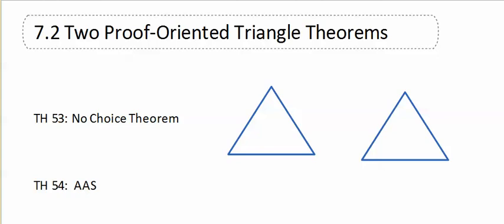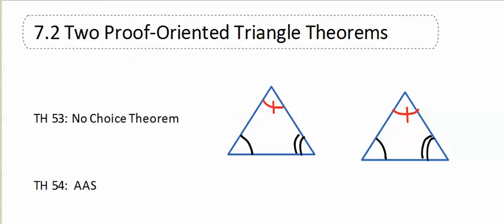In section 7.2, proof-oriented triangle theorems, we're going to talk about two theorems that talk about angles of triangles. The first one is the no-choice theorem. What the no-choice theorem says is if I have two angles that are congruent to each other, it implies that the third angle will be congruent to the other third angle.